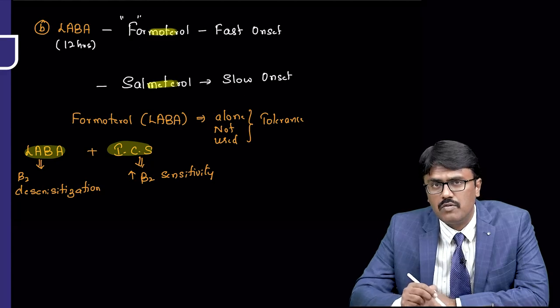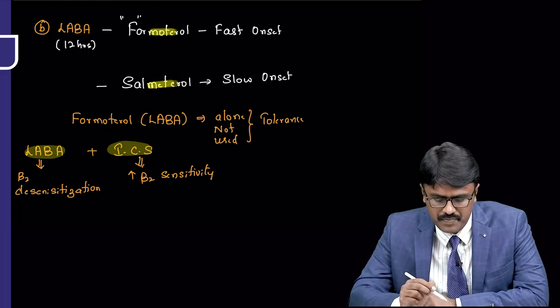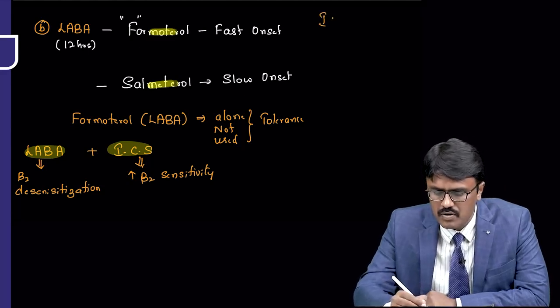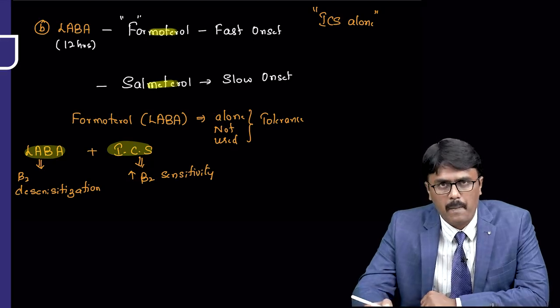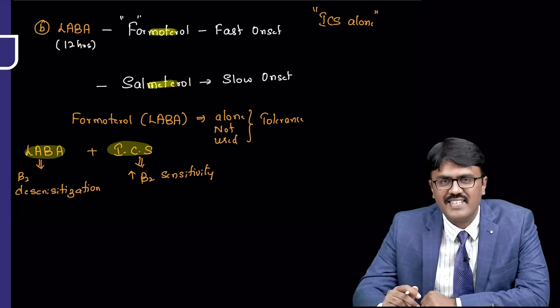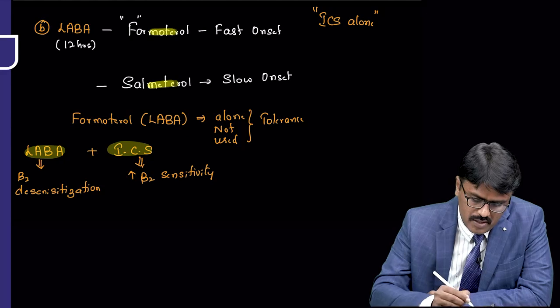Never use LABA alone for long periods. If you want to use them, always use them with inhaled corticosteroid. So another question which comes again and again is, can we use inhaled corticosteroid alone? Yes, you can use them, no problem, but never use LABA alone. So that is about the beta 2 agonist, SABA and LABA. Clear? Yeah. The next bronchodilator I am going to discuss is the muscarinic antagonist.